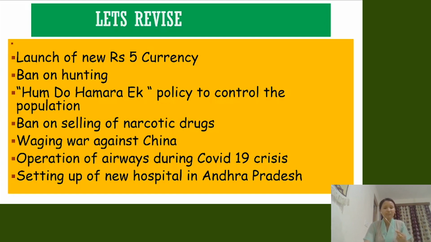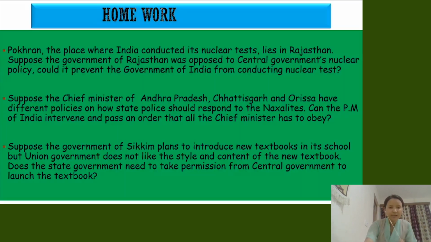So that is some of the examples of distribution of power between the central government and the state government. Okay, now I have come up with a few more situations here, and you are going to go through these situations and analyze them, and find out which government has the power to take decisions or to make law regarding each particular situation. So this is for the homework and you are going to do it by yourself.